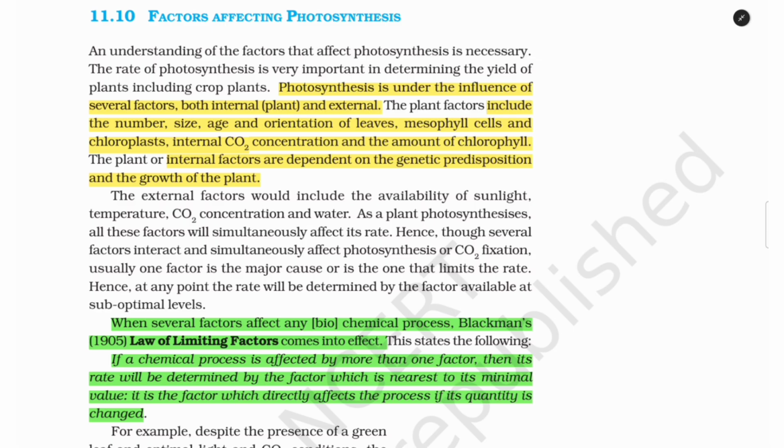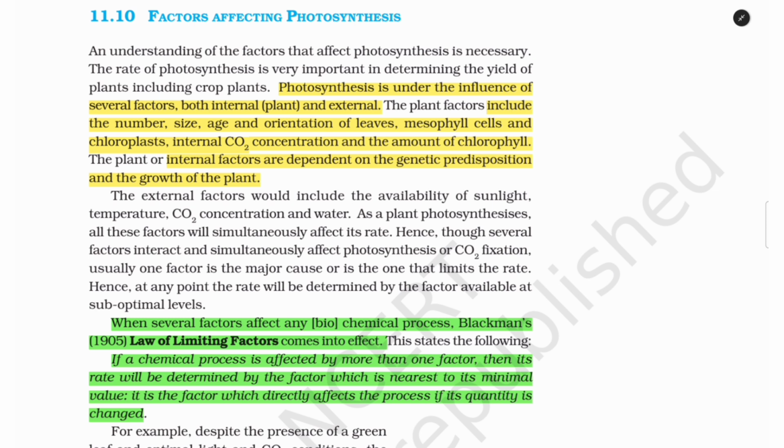The plant factors include the number, size, age and orientation of leaves, mesophyll cells and chloroplast, internal CO2 concentration and the amount of chlorophyll. The plant or internal factors are dependent on the genetic predisposition and the growth of the plant. The external factors would include the availability of sunlight, temperature, CO2 concentration and water.